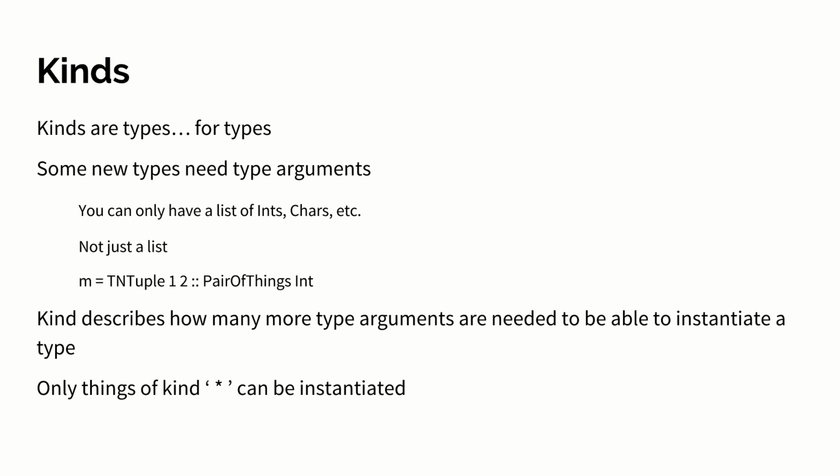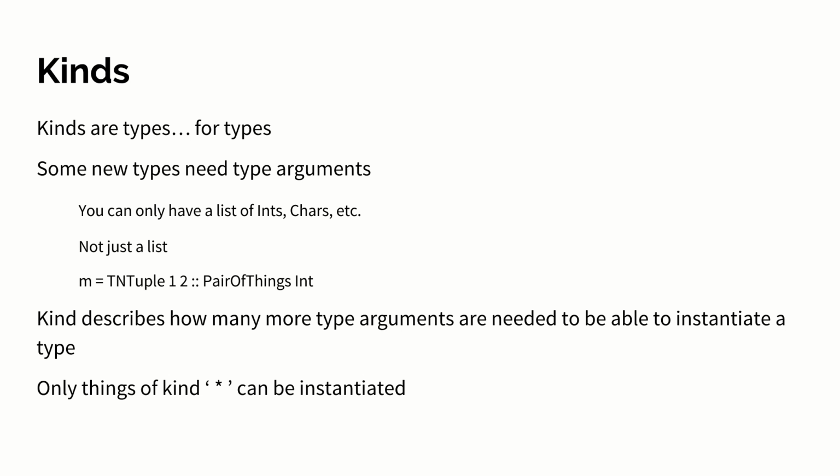If you look back to the pair of things type defined earlier, you can have a tuple of 2 things, but those 2 things actually need to be of the same type, because pair of things is defined as taking a type level argument, and the tuple will contain 2 things of that type. Here in this listed example, we can have m set to be a tuple of 1 and 2, and m will have a type of pair of things, int. So kind simply describes how many type level arguments are needed for a given type to become instantiable.